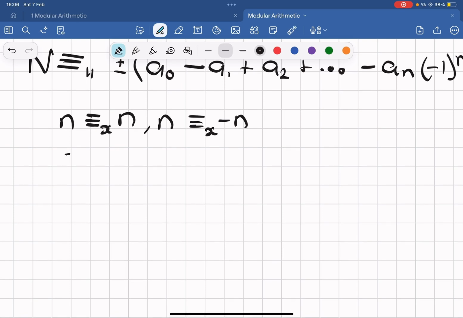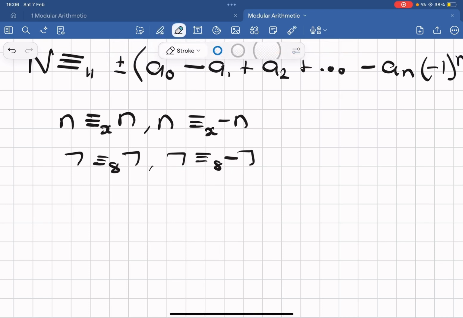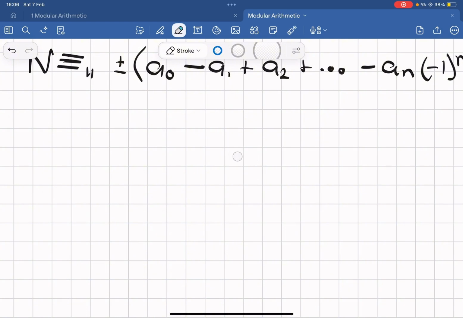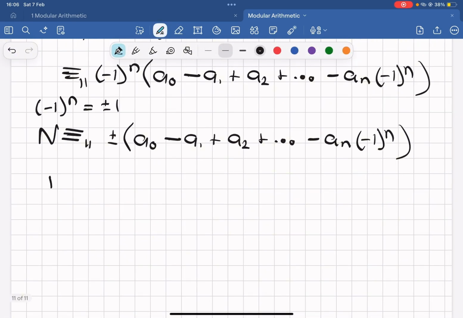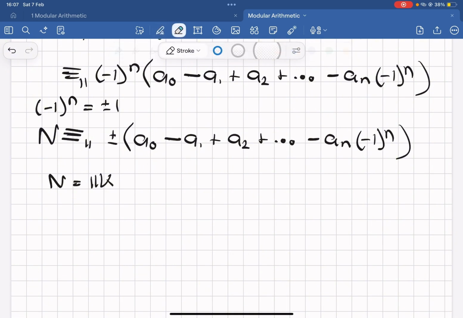So we can just use an example. 7 is congruent to 7 mod 7, and 7 is also congruent to minus 7. Is this correct? Let's check. Yeah, it's all good. So we can say now that n is some multiple of k, where k is this statement here.